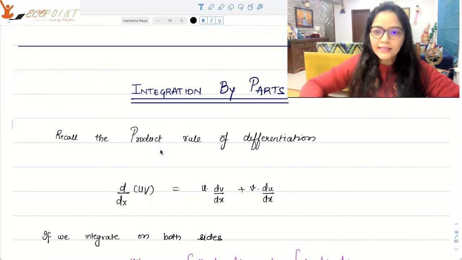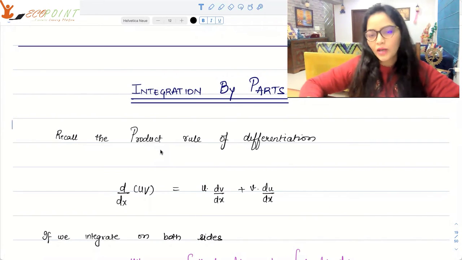Hello guys, so let's carry on the integration part that we were working on, and today we will talk about integration by parts, an extremely important one. It's a methodology wherein you try to find out the integral of a product. Let's understand what it is all about.